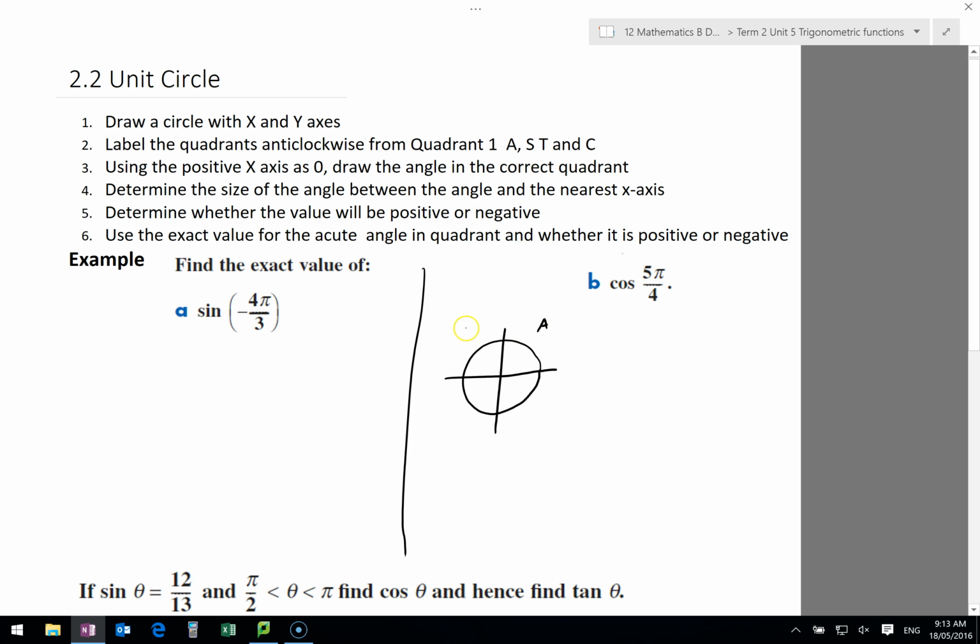Okay, all stations to central, or whatever you want to use. Use the positive x-axis as 0. Here's my positive x-axis, 0, and draw the angle in the correct quadrant.